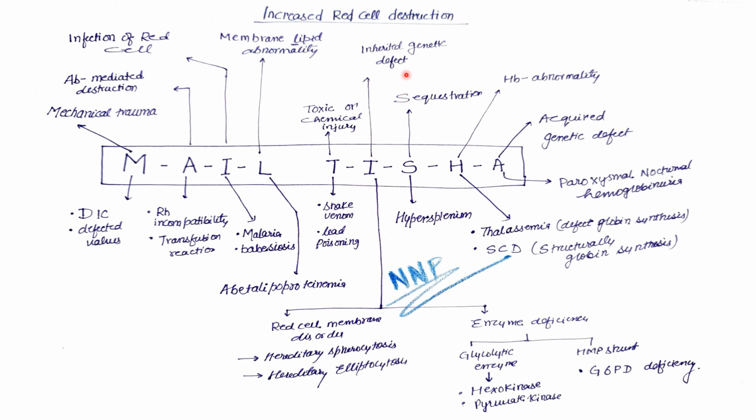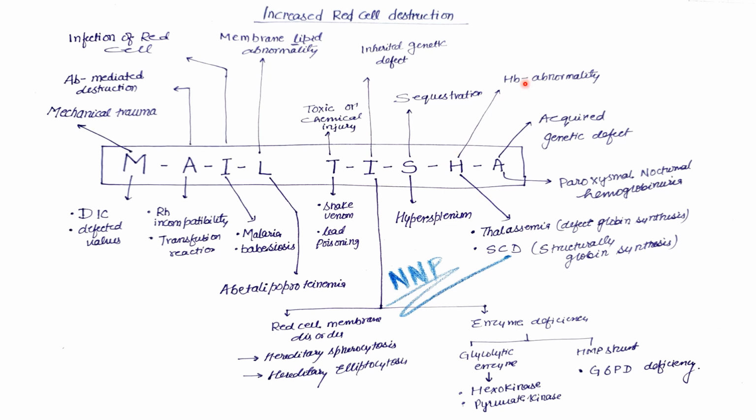I is inherited genetic defect, which can be either red cell membrane disorder or enzyme deficiency. In red cell membrane disorder, we have hereditary spherocytosis and hereditary elliptocytosis. In enzyme deficiency, we have either glycolytic enzyme deficiency or deficiency in the HMP shunt pathway. In the glycolytic pathway, we have two main enzymes, hexokinase and pyruvate kinase, and in the HMP shunt, we have G6PD deficiency. S is for sequestration, and it will be seen in hypersplenism.